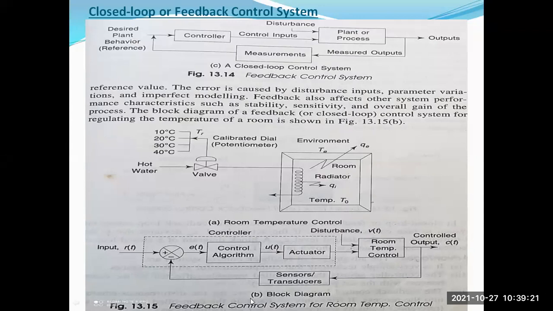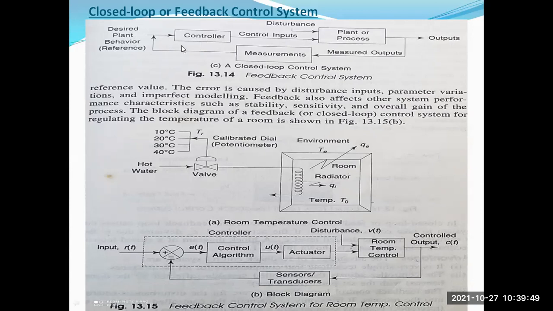This is the final block diagram of the closed loop control system or feedback control system. So in this picture you can see the first one, this is basically the desired plant or process, where the process variable is the input variable. Sometimes it is called a reference point or set point, which is connected to the controller part.